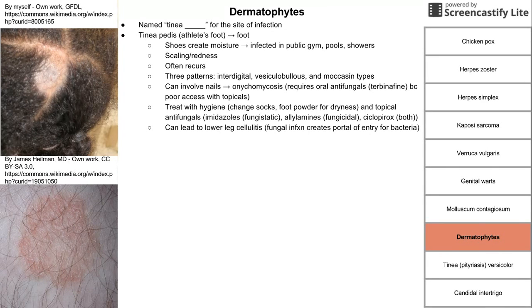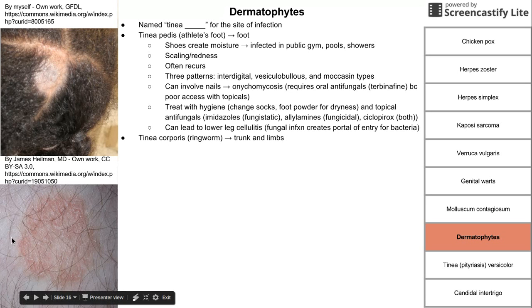Now, one of the main complications with tinea pedis is that it can lead to lower leg cellulitis. The fungal infection kind of breaks the skin and creates portals of entry for the bacteria. Tinea corporis is another dermatophyte infection, this time infecting the trunk and limbs. This is an example of tinea corporis here. It's a ringworm, and it's not caused by a worm at all. It just forms this ring-shaped lesion with a central clearing, and that's called ringworm.